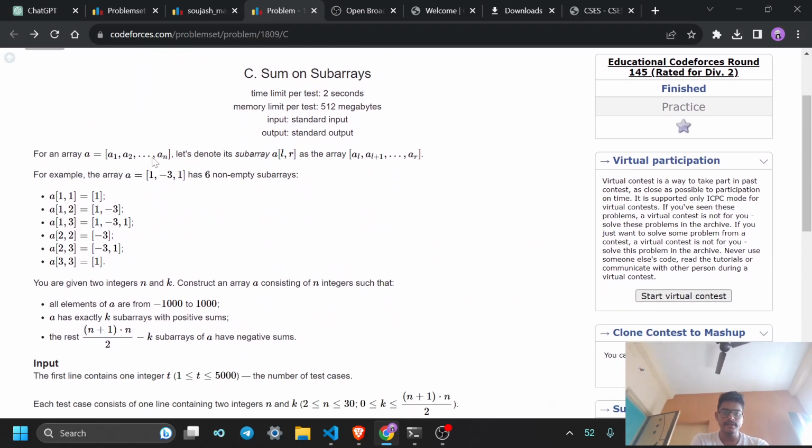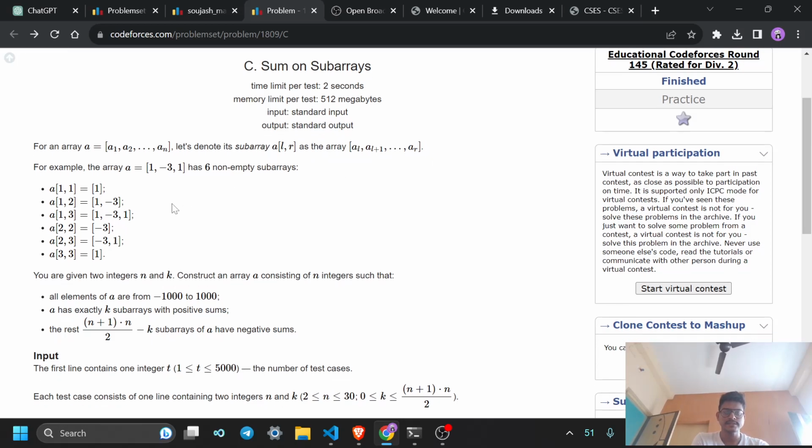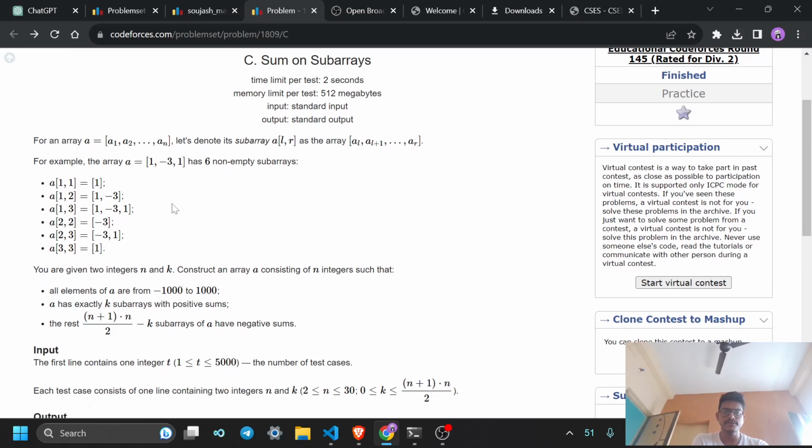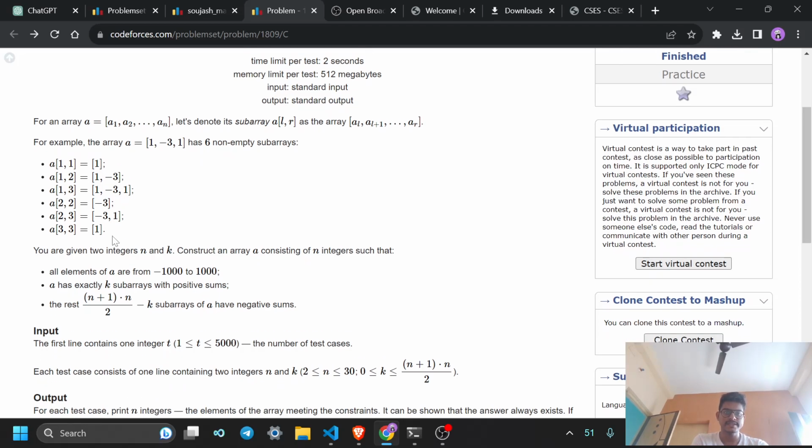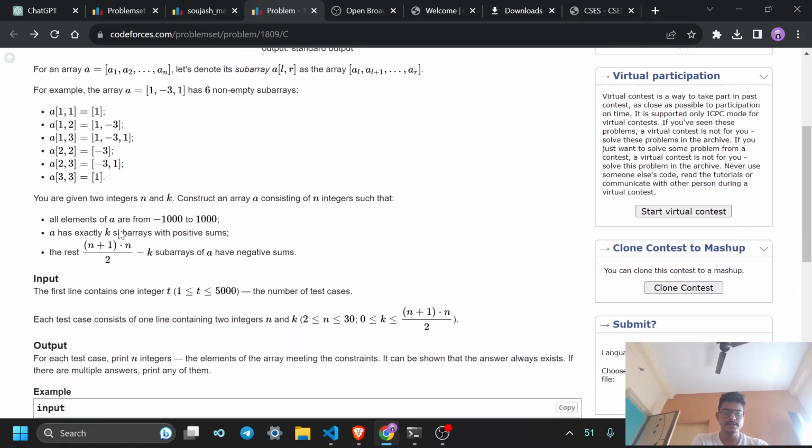So I have an array a1, a2, ..., an. Let's denote its subarray. We all know what a subarray is, and it is mentioned here properly. Subarray means a contiguous part of an array. So this is an example that shows what our subarrays are.